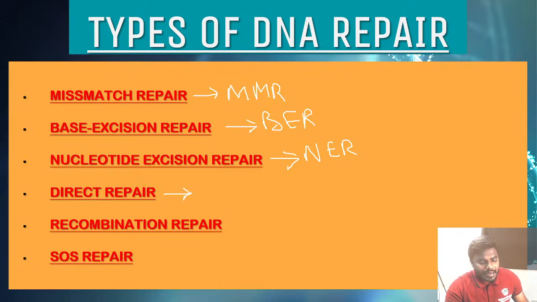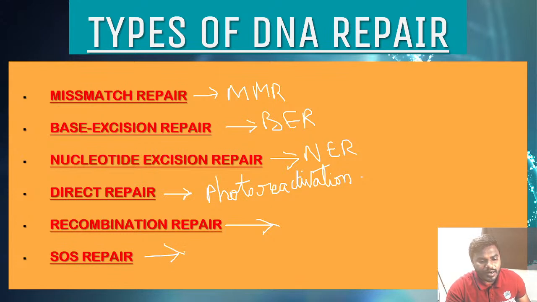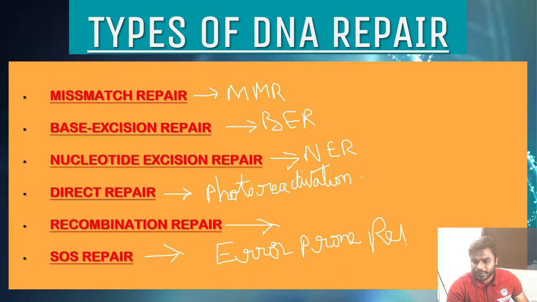Next one, friends, direct repair. Friends, please kindly don't confuse, okay? The direct repair mechanism, we will also be calling it photoreactivation. Please kindly do not forget this statement at all. Next one is what, friends? Recombination repair. And the last and final one, SOS repair. SOS repair can also be called error prone repair. What do you call it, friends? We call it error prone repair.